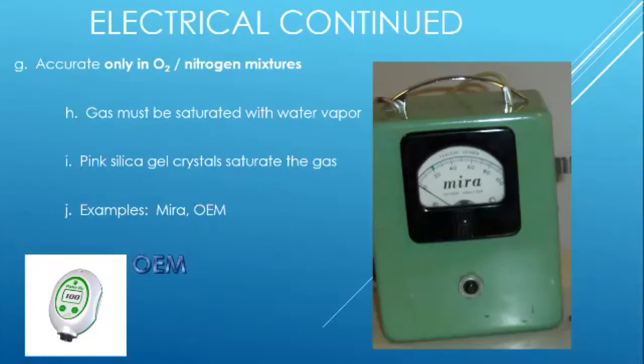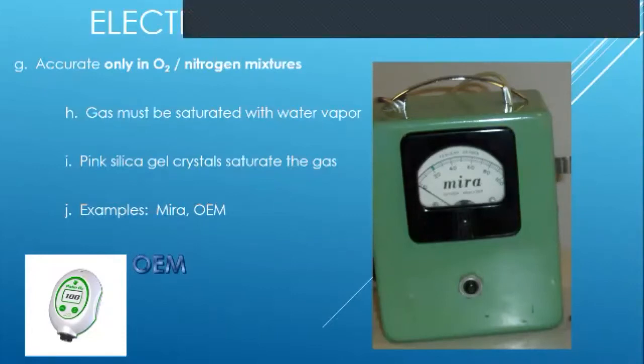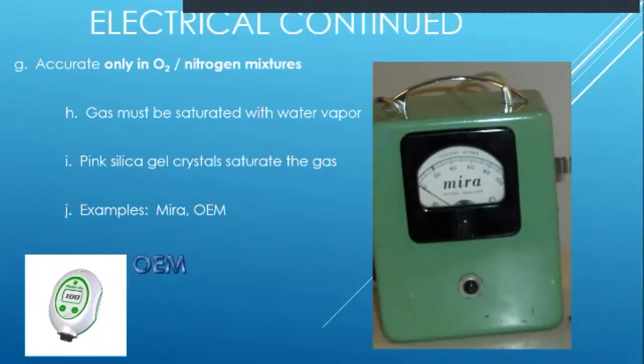Because water is a good conductor of what? Electricity. So this is an electrical analyzer. So they want you to have a little bit of water vapor in it so that it can generate a better charge, okay? So it wets up the gas with pink silica gel crystals, right? Blue one's dry, pink one's wet, okay? The OEM is a newer model of the electrical, which is a little more sophisticated. It's newer. This one's old, but it works just the same.